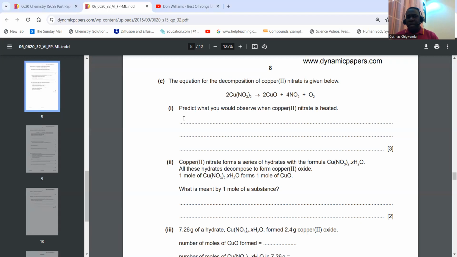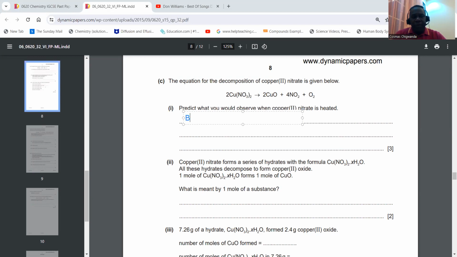Remember, for questions that you get on observations, you have to tell the examiner what you pick with your senses, not what you think. Observation is usually your sight, your touch, even what you hear. So I'm just going to write the expected answer here. I will type what you should write. Copper 2 nitrate is being changed to copper 2 oxide. So we are going to see a color change here.